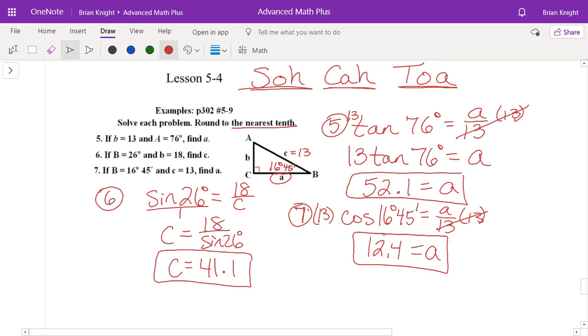Any questions on those 3? We're going to do 2 more examples. They're more word problem-y, but it's basically doing the same thing. Okay? Everybody good on 5, 6, 7? Wonderful.